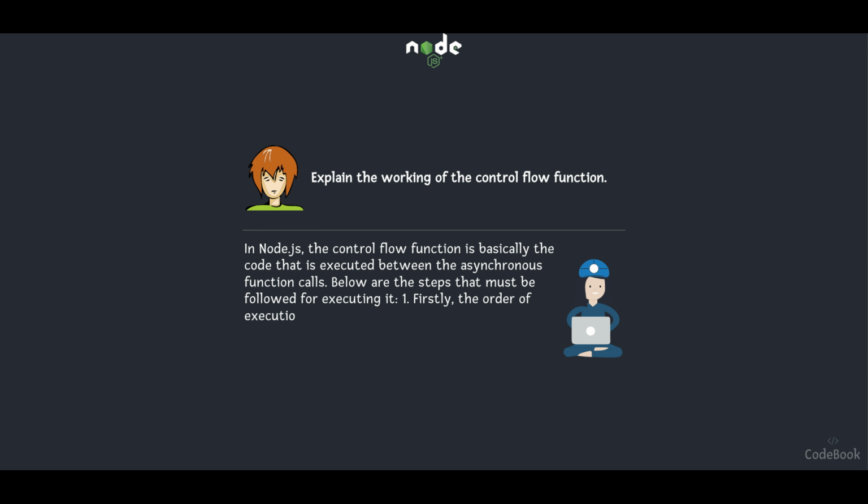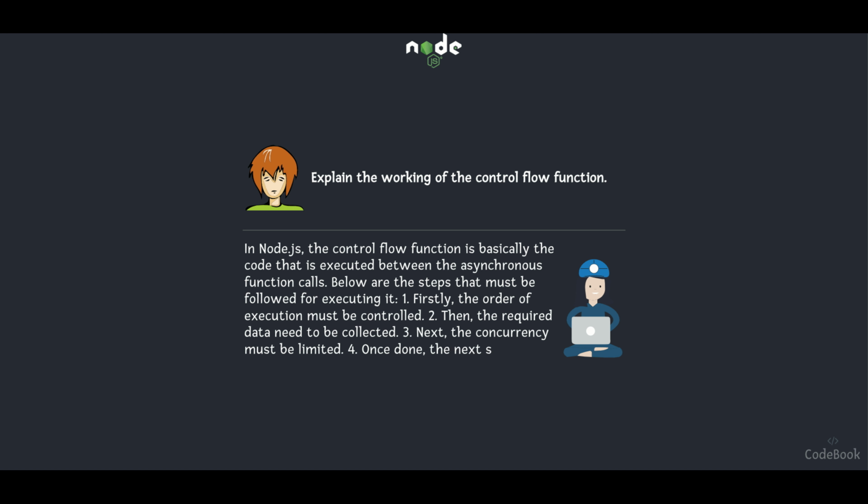1. Firstly, the order of execution must be controlled. 2. Then, the required data needs to be collected. 3. Next, the concurrency must be limited. 4. Once done, the next step of the program has to be invoked.